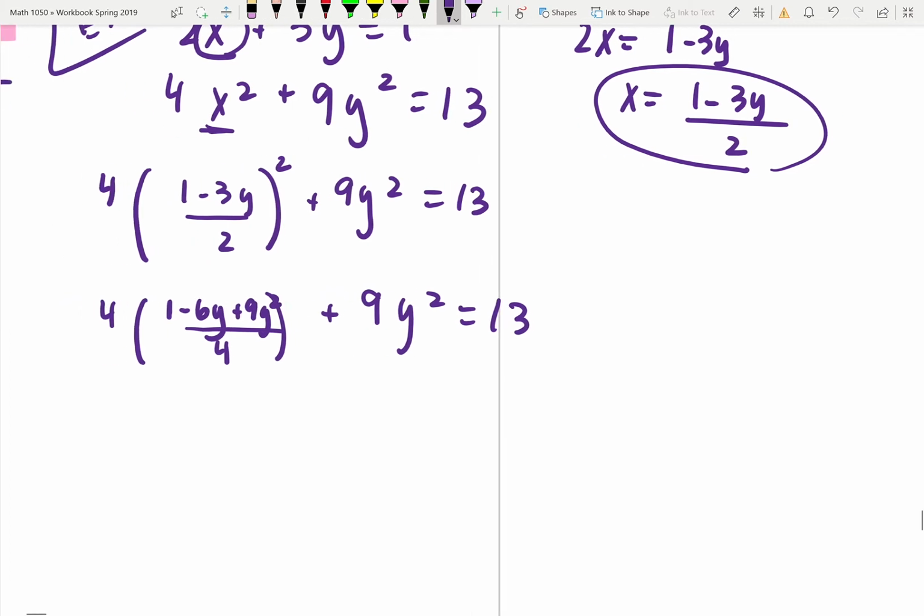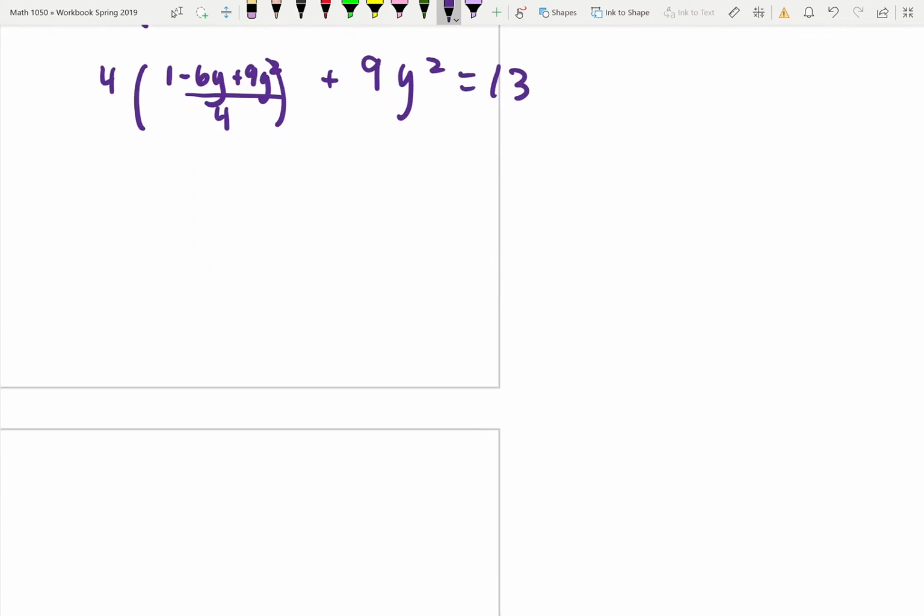Now, look how sweet this ends up. Remember, this was on the final last semester. They twist it. So see the 4? That's going to cancel with the 4, so that's sweet. So now my fractions are gone. So now I have 1 minus 6y plus 9y squared plus 9y squared is equal to 13.